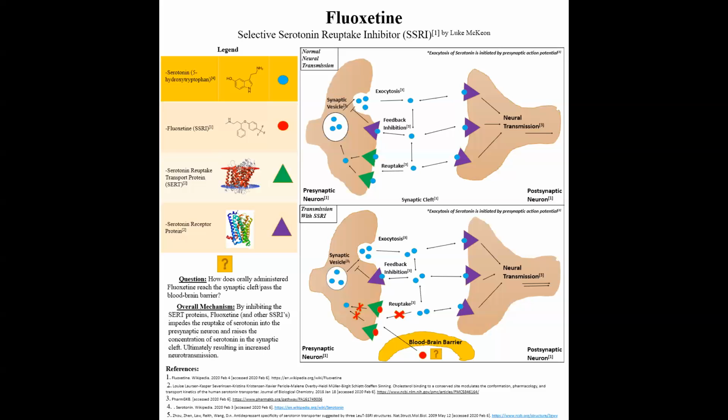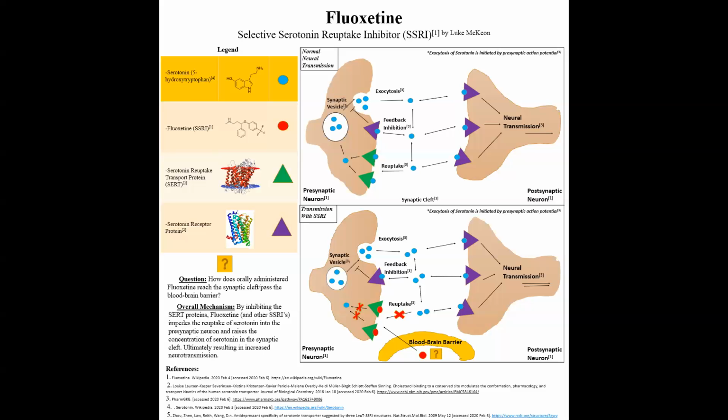First of all, I should say there's an asterisk on top of both of these rectangular boxes indicating that this whole process is being initiated by a presynaptic action potential. And that's going to trigger the synaptic vesicle to exocytose this serotonin into the synaptic cleft.